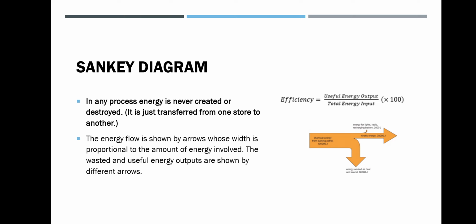Next up we have a Sankey diagram. Now in any process, energy is not created or destroyed, it is just transferred from one store to another. Now this energy flow can be shown by arrows whose width is proportional to the amount of energy involved. The wasted and the useful energy outputs are shown by different arrows.